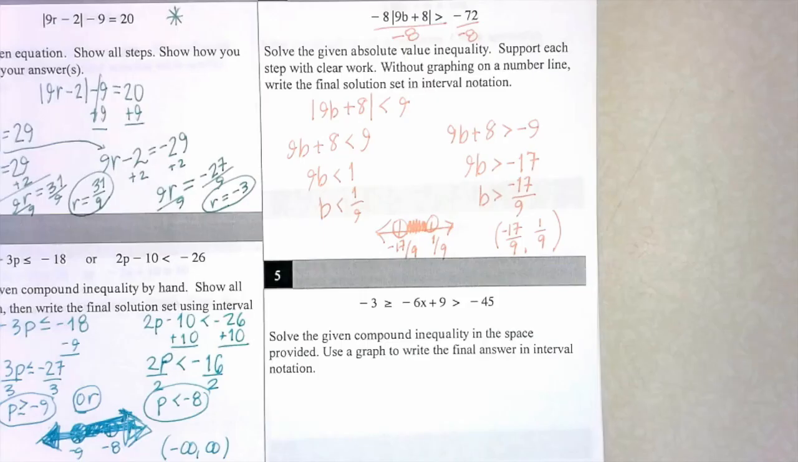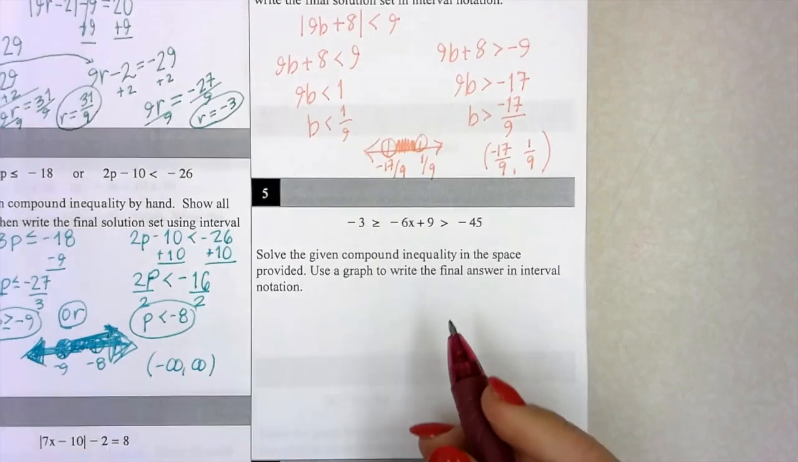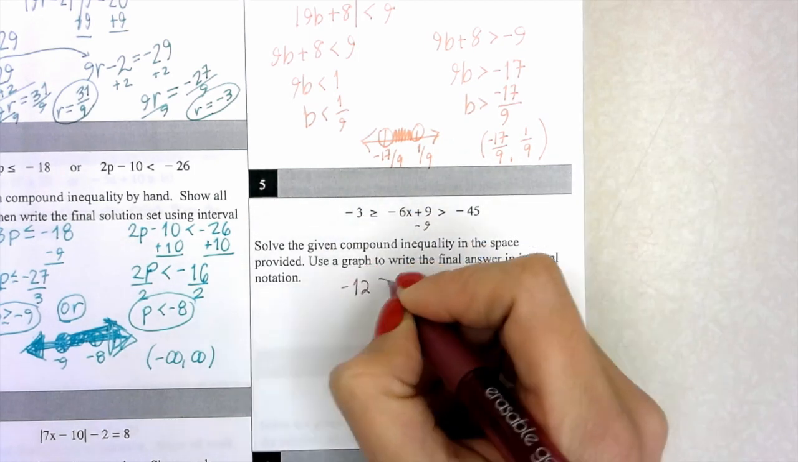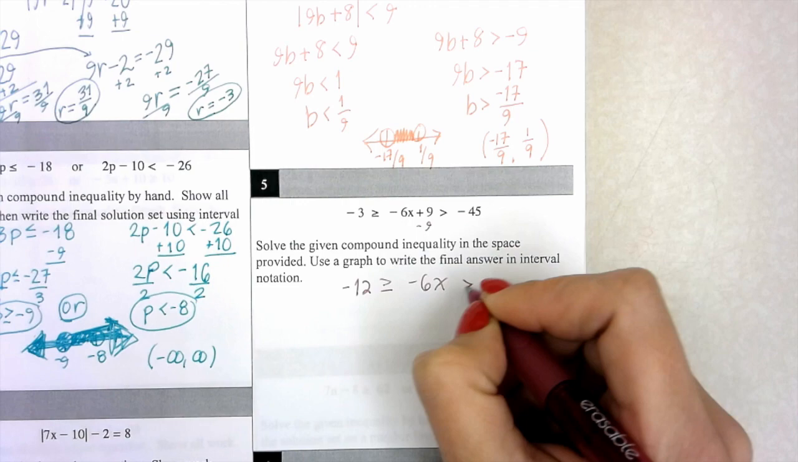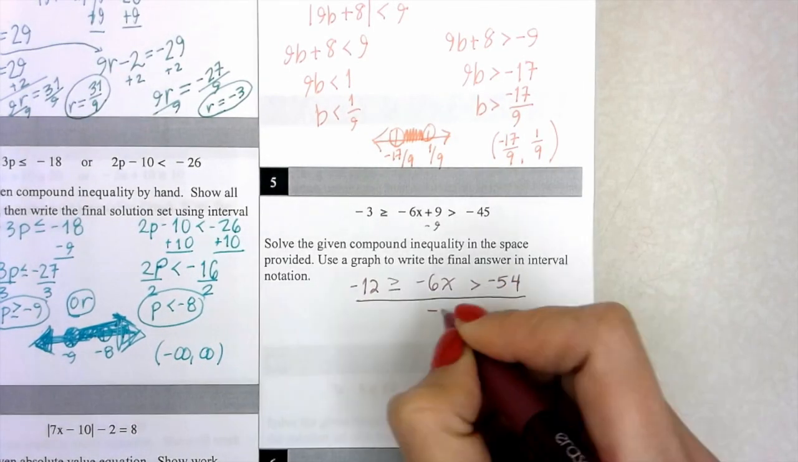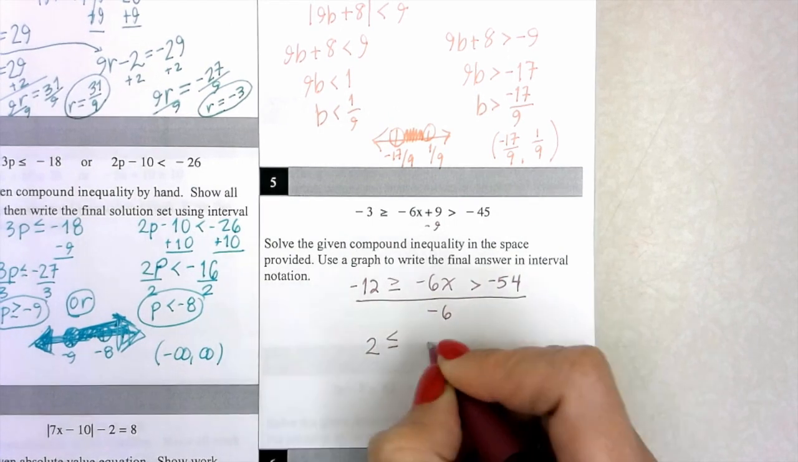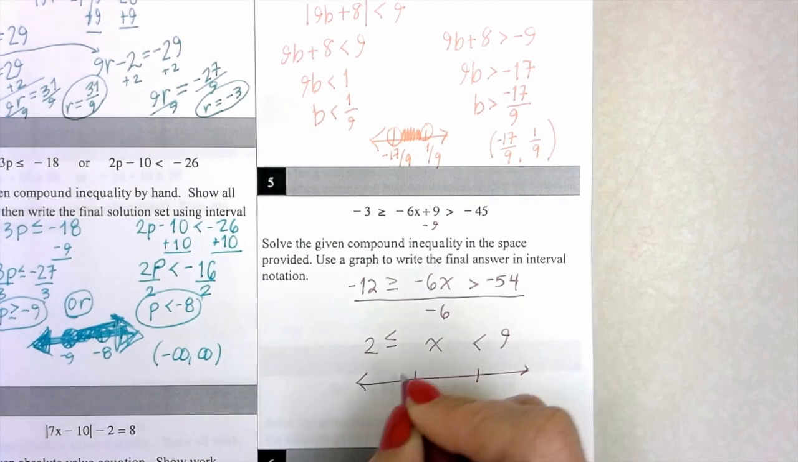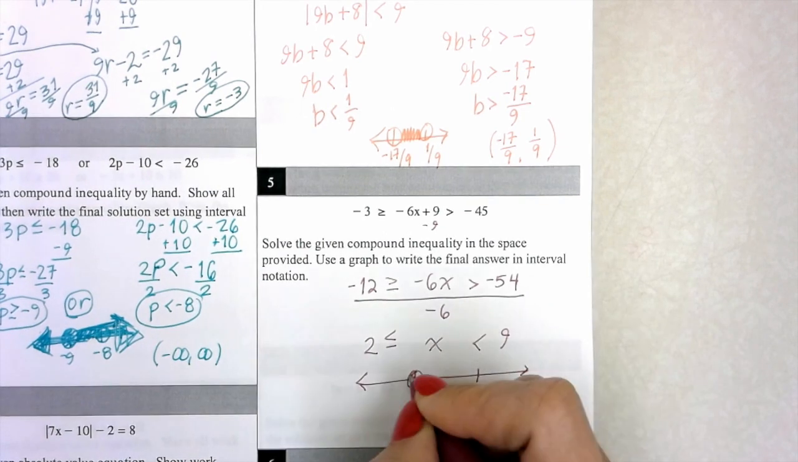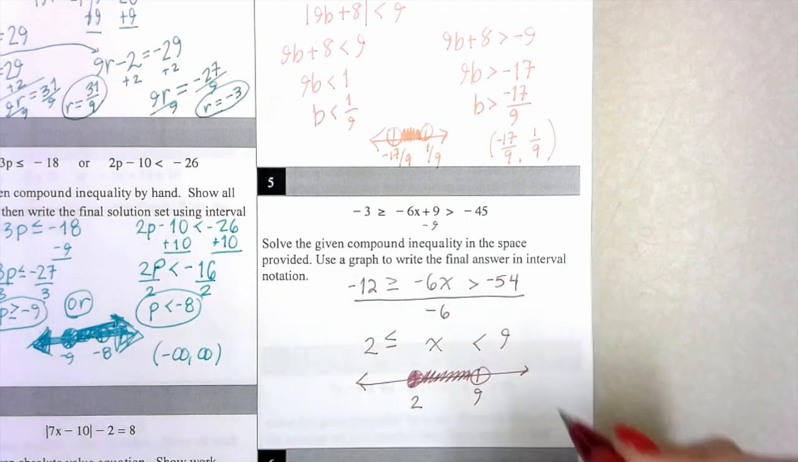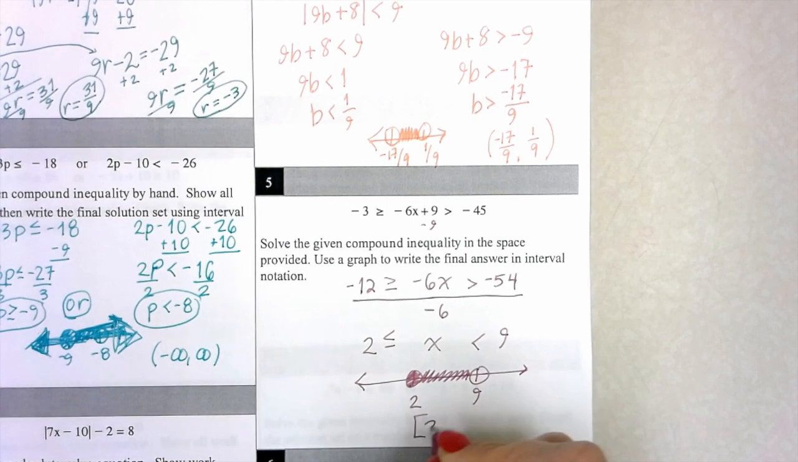Sorry, the orange is a little hard to see. Next, I'm going to get x alone in the middle here. I'm going to subtract 9 from all three places. I get negative 12 greater than or equal to negative 6x greater than negative 54. Divide by negative 6. 2 less than or equal to x less than 9. Number line. This will be 9 and 2. Closed. Open. X is less than 9, but greater than or equal to 2. So I'm between them right over there. Interval notation is 2, 9. Done.